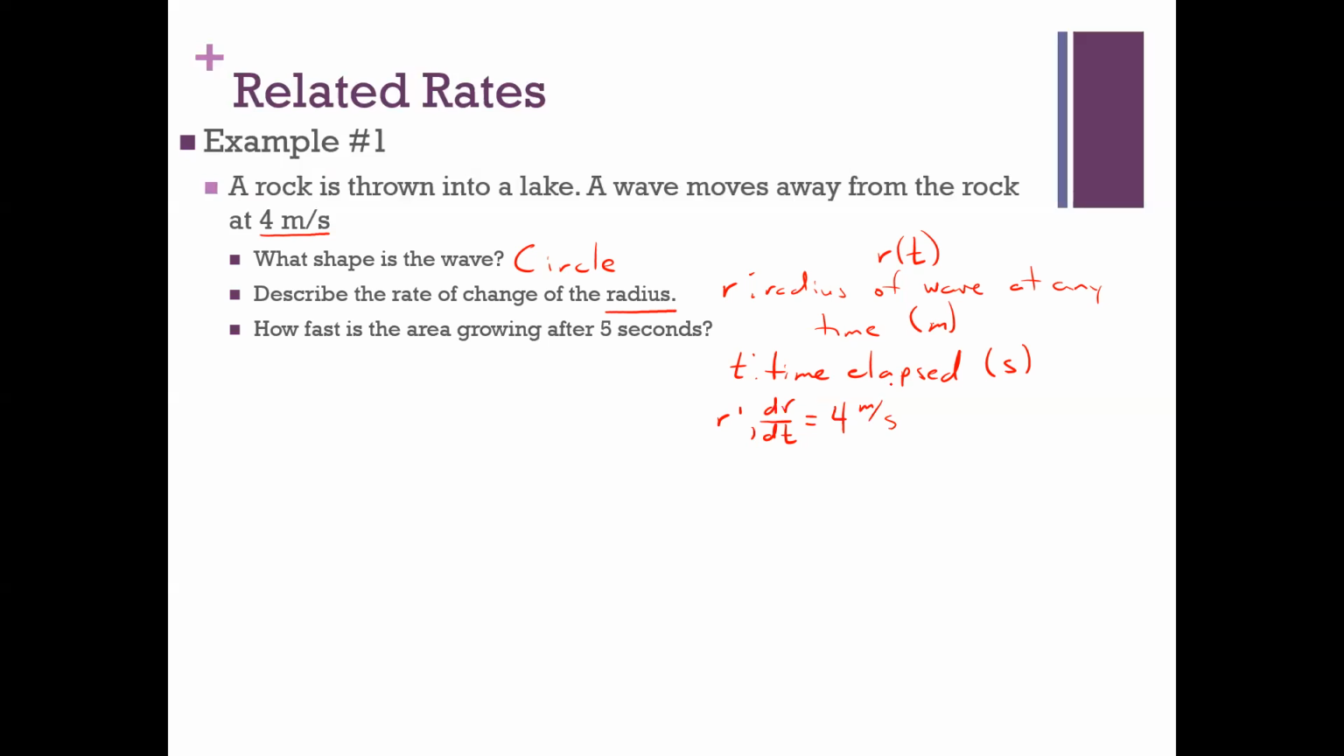How fast is the area enclosed by that wave growing after 5 seconds? I know I'm looking at a circular object, and I know something about its radius, but how would I get that? How would I relate area to the things I have here with the shape I'm looking at? Yeah, so it's a circular area, right? So I'm going to need this equation right here.